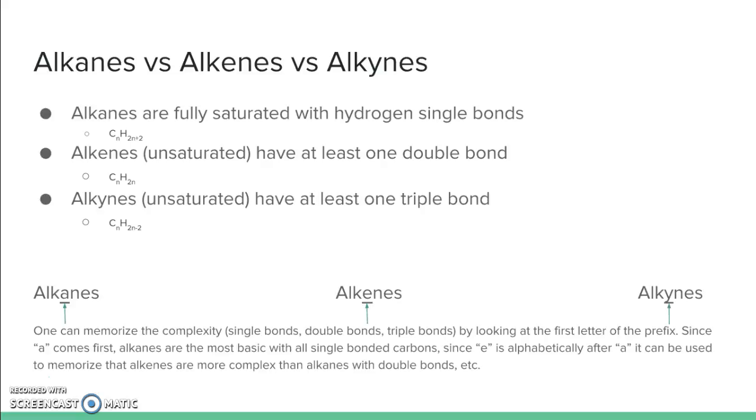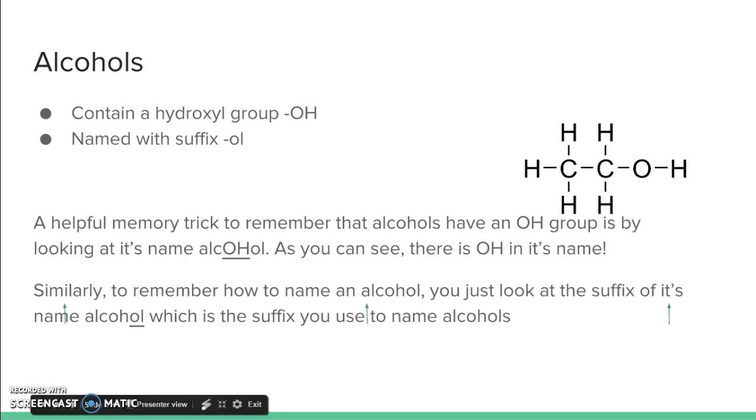So that's how you memorize that alkanes are the least complex, then alkenes, because they have a double bond, I call them, quote unquote, more complex. And then alkynes, since they have a triple bond, they're, similarly in air quotes, most complex.